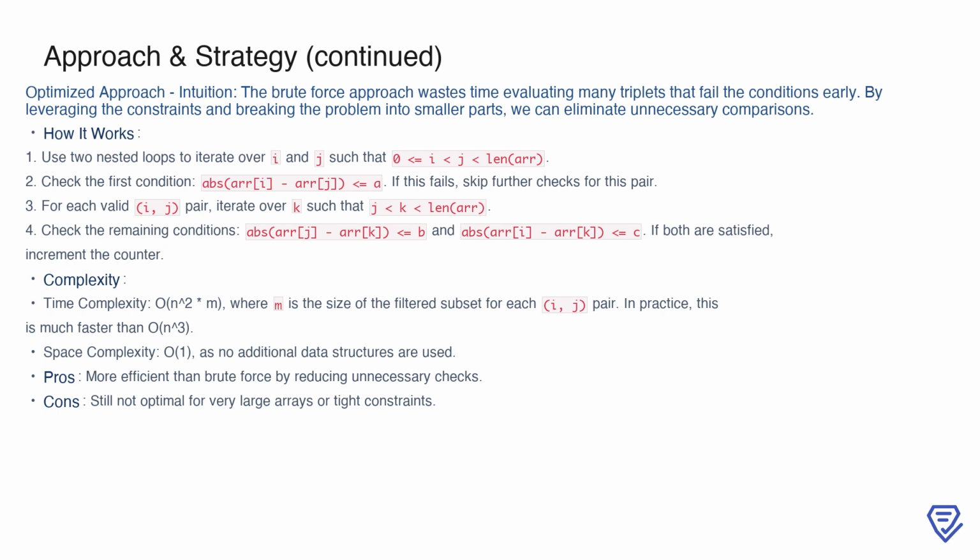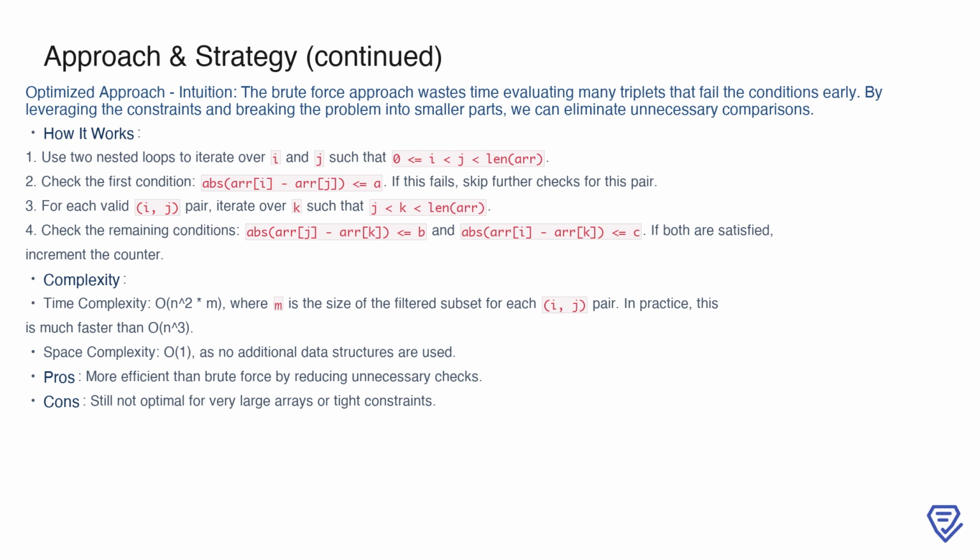for this pair entirely. If the pair passes the first condition, we then proceed to evaluate potential k values, iterating over indices where k is greater than j. For these, we check the remaining two conditions, abs(arr[j] - arr[k]) is less than or equal to b and abs(arr[i] - arr[k]) is less than or equal to c. If both are satisfied, the triplet is valid, and we increment the counter.